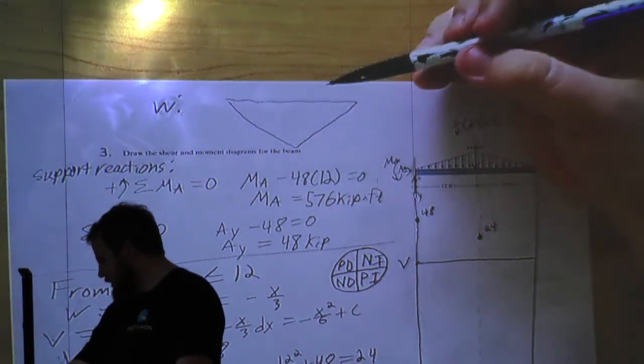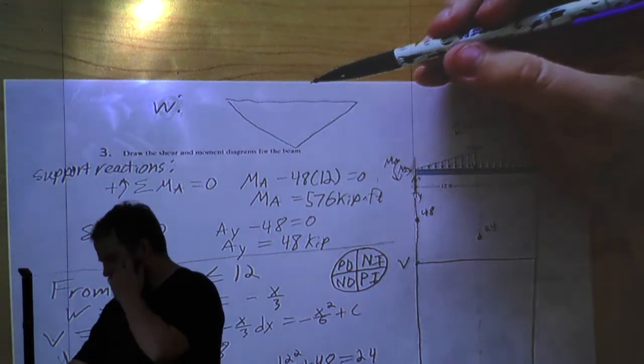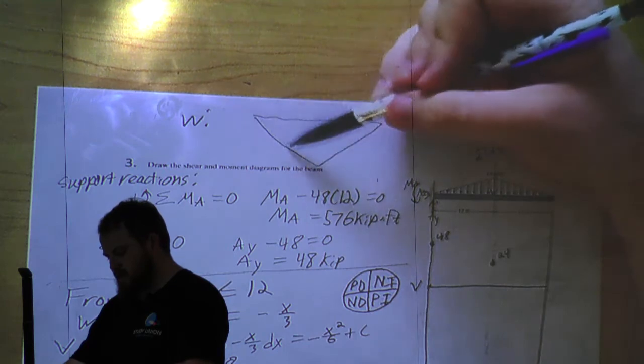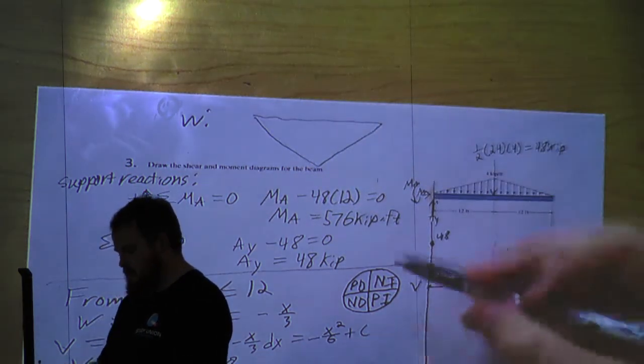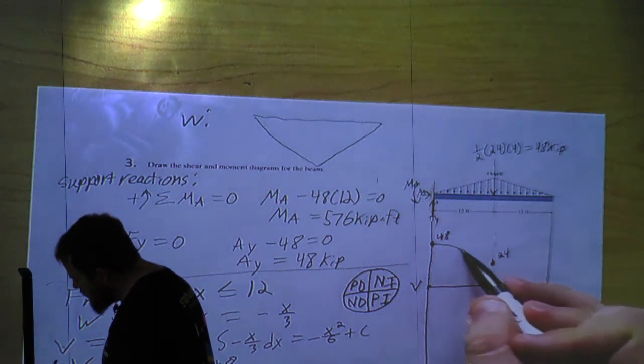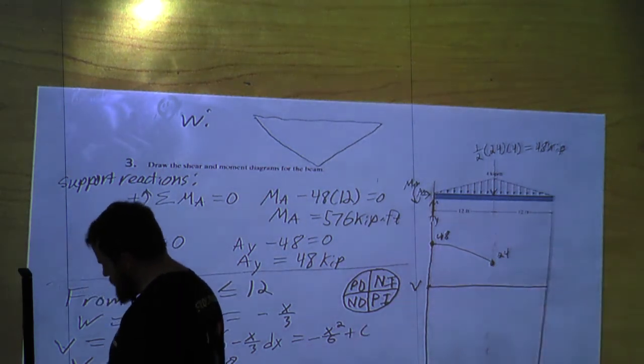Okay, and we've got to look at what's happening from 0 to 12. So this is going to be increasingly negative, right? It's getting more and more negative. So this is what our slope is going to look like. Okay?